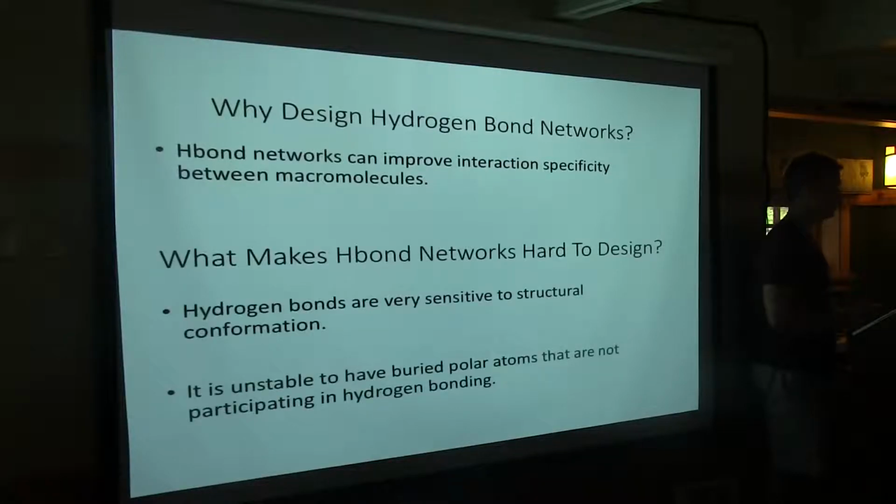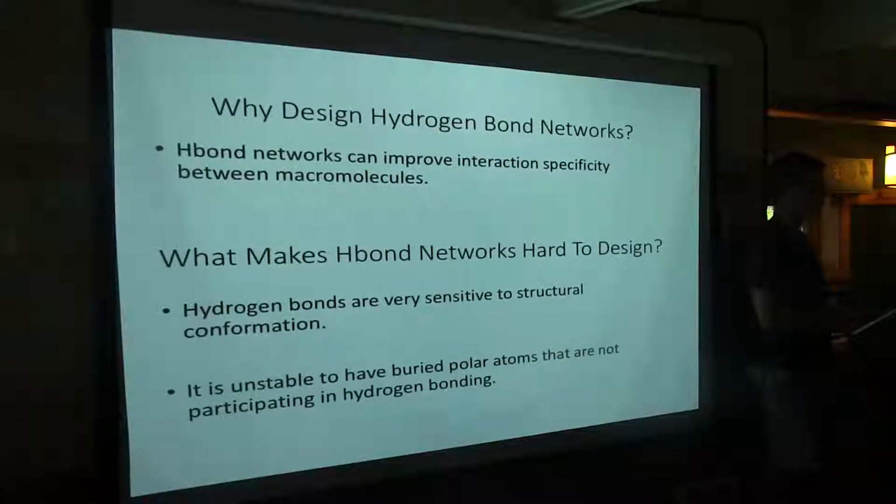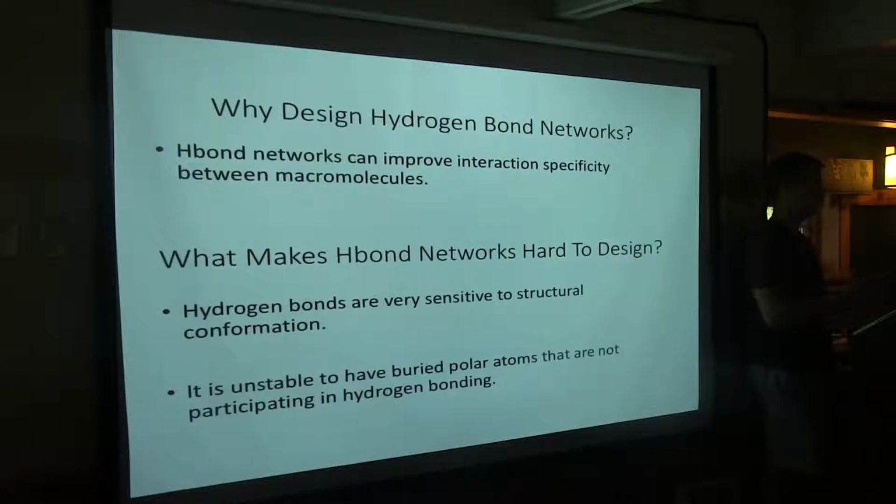And then what makes these networks hard to design? The first is that hydrogen bonds themselves are very sensitive to structural conformation. You really don't need that much movement between the atoms in order to get a drastic change in energy. And because of this, any hydrogen bond network designing protocol, it would be beneficial to be able to handle large amounts of sidechain sampling, particularly extra chi sampling, which I'll talk about a bit later.